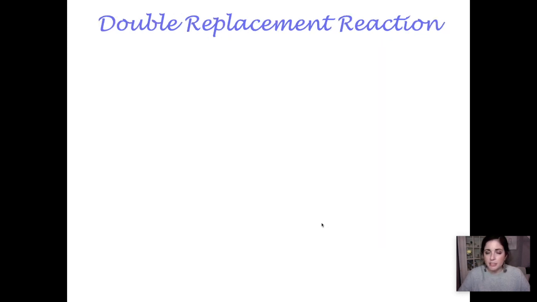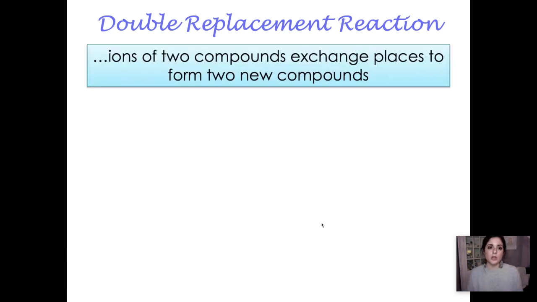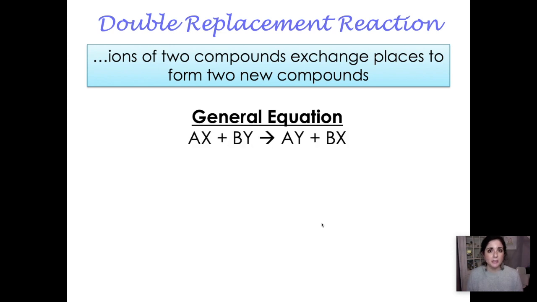Next is double replacement, and this is of course a single replacement reaction, but you're replacing 2 times. So ions of 2 compounds exchange places and you form 2 new compounds. General equation: AX plus BY gives you AY plus BX. In this case, we are switching anion for anion. So X and Y are changing places because they are both negative. And you are forming 2 new compounds.